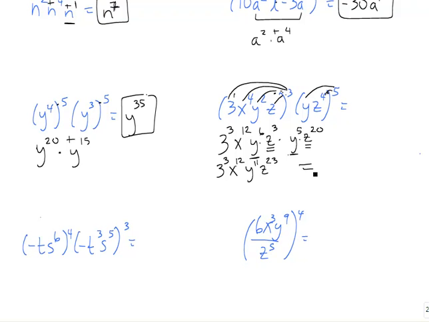The last thing here that I would do, I've got my x's together, my y's together, my z's together. The last thing I'm going to do is do my numerical computation, 3 cubed. 3 times 3 times 3 is 27. So we get 27 x to the 12th, y to the 11th, z to the 23. And there's my solution.